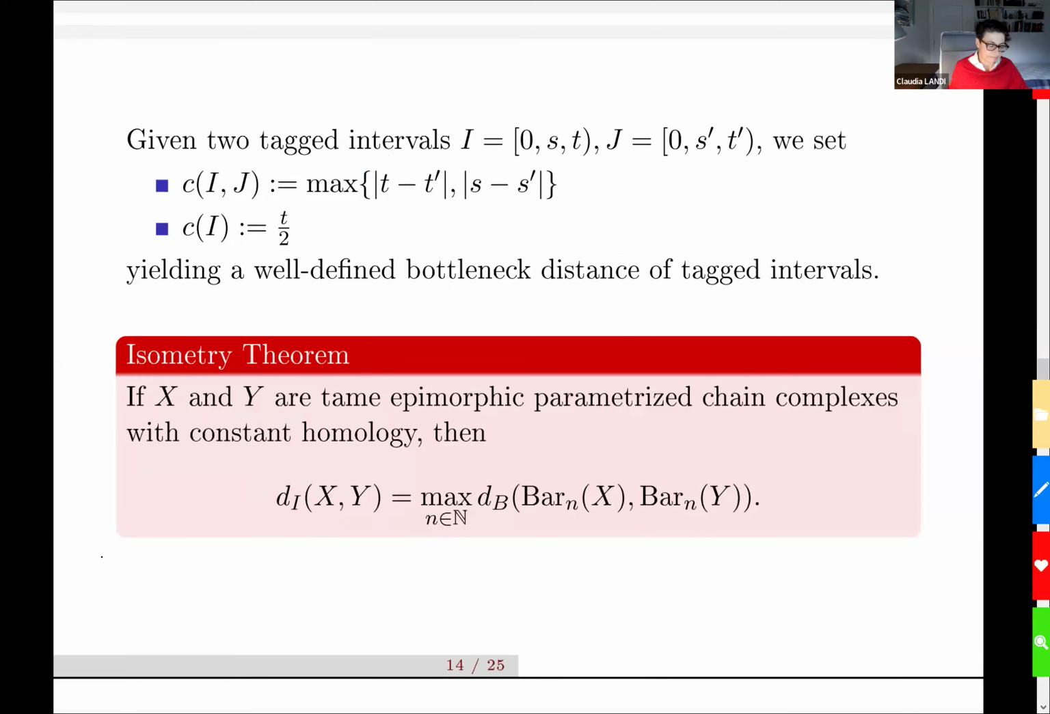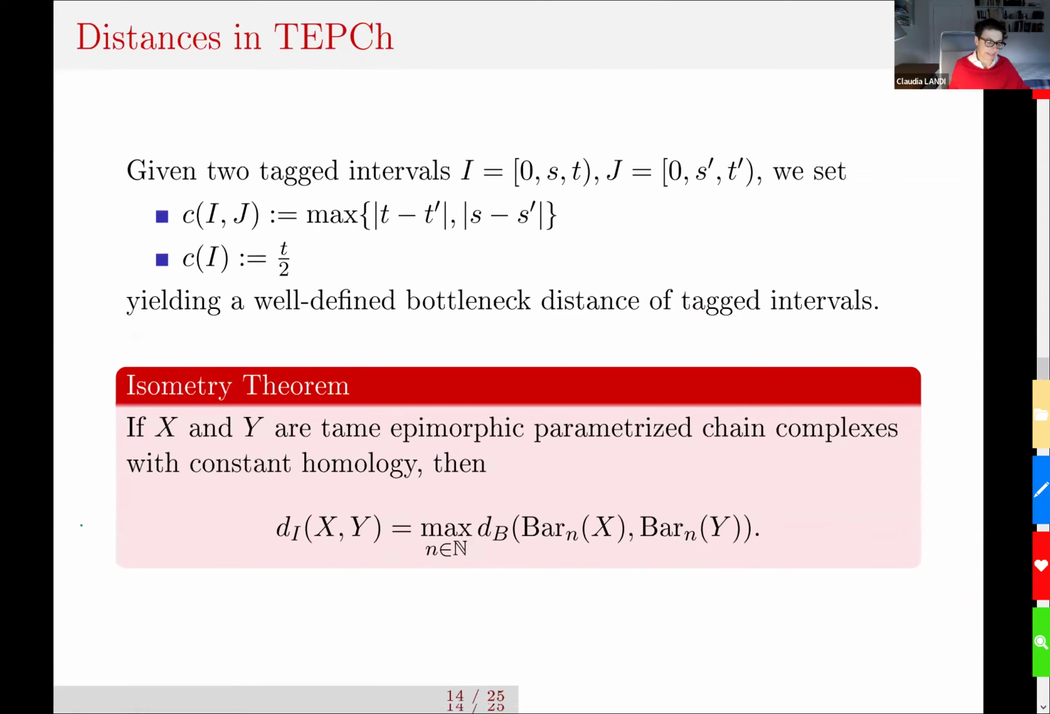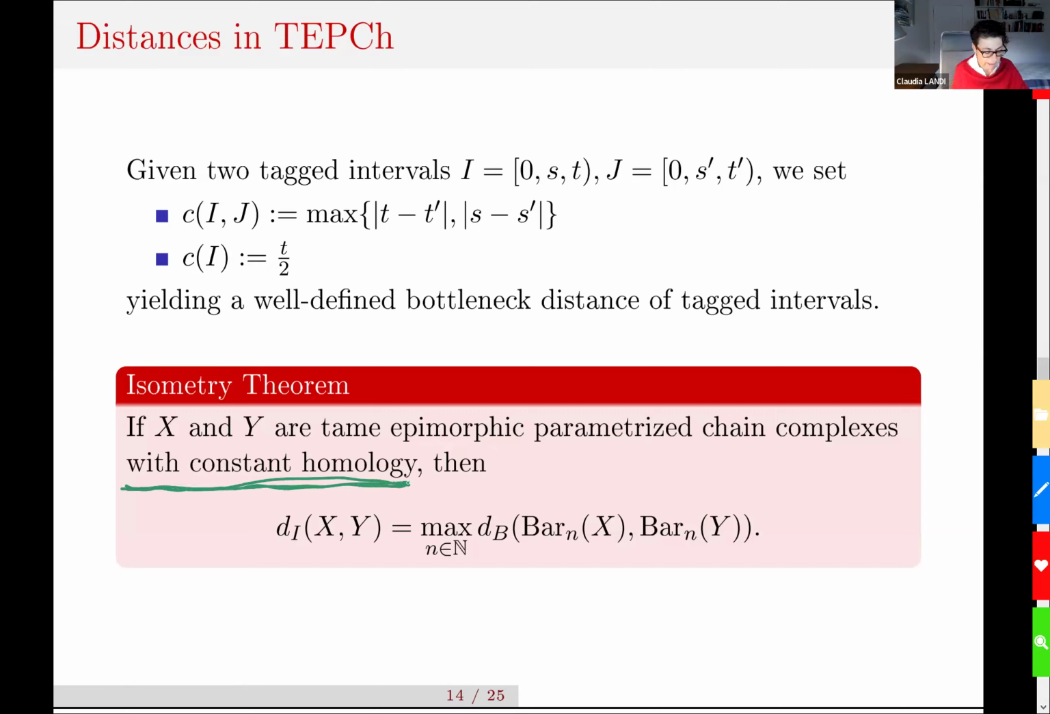For these objects we can also define distances. We have the usual interleaving distance. We have also the bottleneck distance, and we can prove an isometry theorem analogous to the one for one-parameter persistence modules. In the case with constant homology, the interleaving distance between two tame epimorphic parametrized chain complexes is equal to the bottleneck distance between these tagged intervals. And so this is already a similarity.